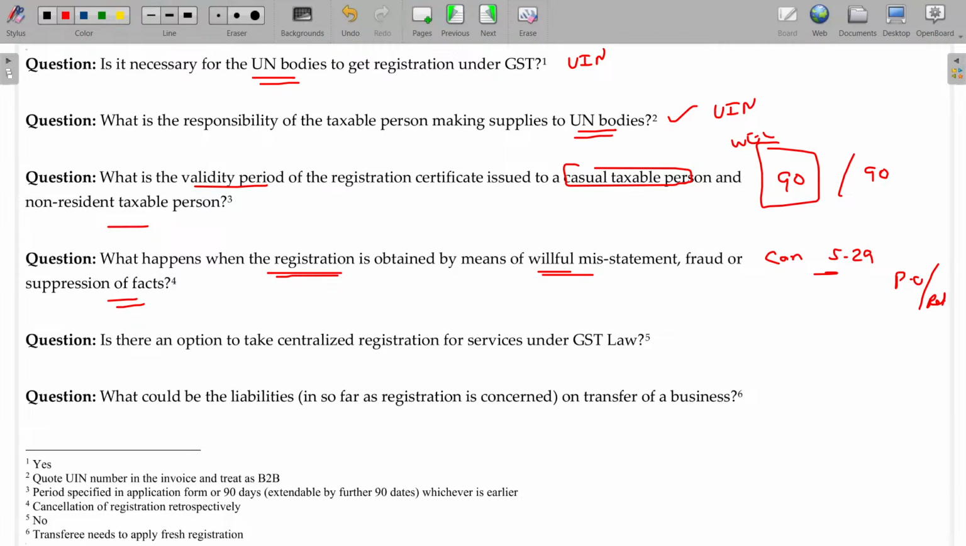Is there an option to take centralized registration for services under GST law? Centralized registration is not possible. Centralized means one registration for the entire India. For the whole of India, we cannot get a single registration. What could be the liabilities insofar as the registration is concerned on transfer of business? While transferring, the new transferee should apply for registration. Then the old transferor should cancel it, suo motu, or through his authorized representative.